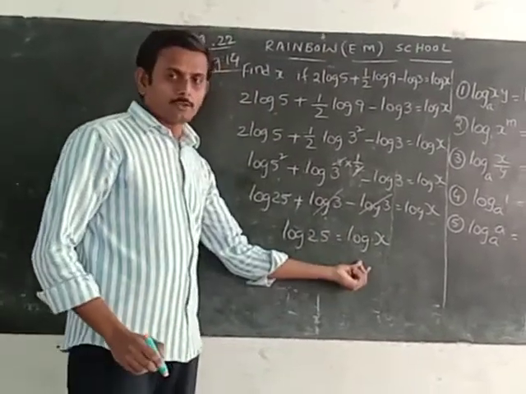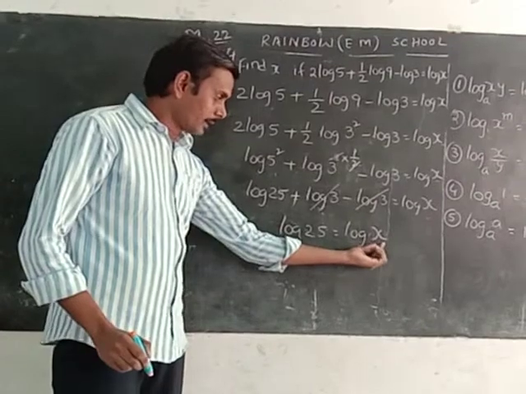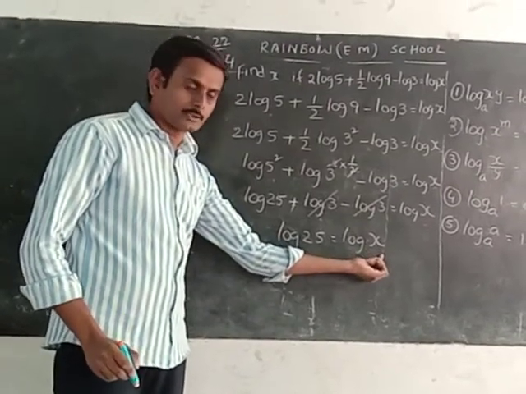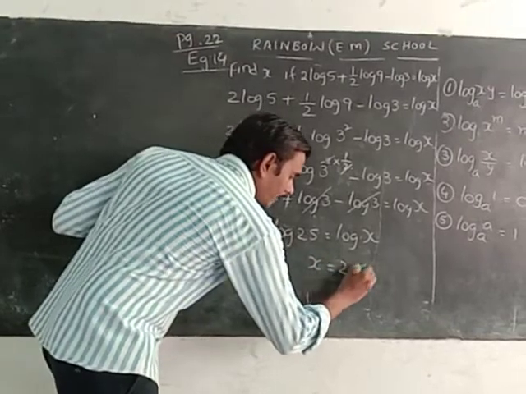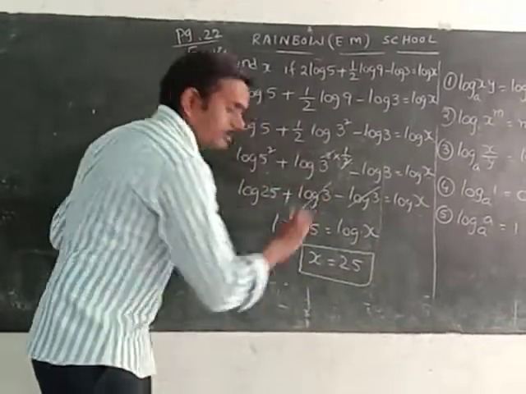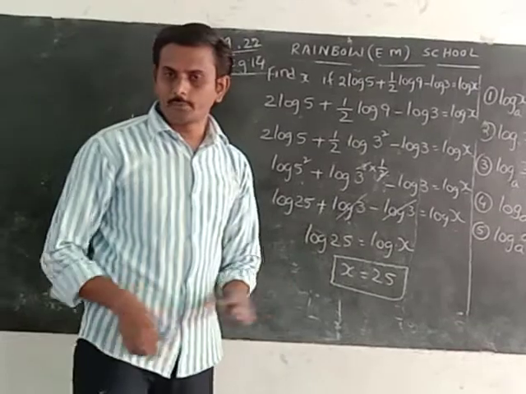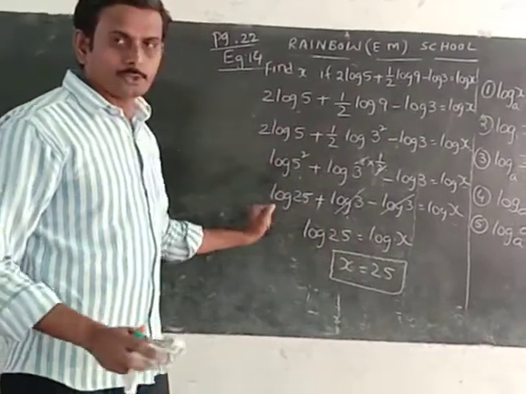Both are logs. By removing both logs, what is the number here? X. What is the number here? 25. Now we can write x equal to 25 by removing the log. X equal to 25. Okay, this is the solution for this one. Next one.